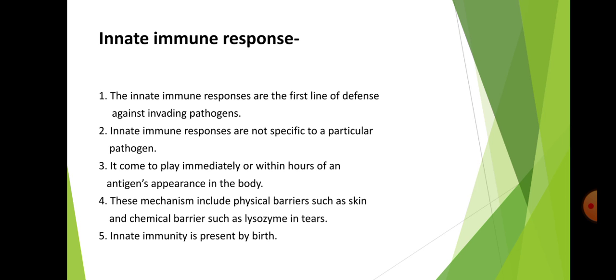Innate immune response or innate immunity. The innate immune responses are the first line of defense against invading pathogens. They are not specific to a particular pathogen, and they come into play immediately or within hours of an antigen's appearance in the body. These mechanisms include physical barriers such as skin and chemical barriers such as lysozyme in our tears. Innate immunity is present from birth.